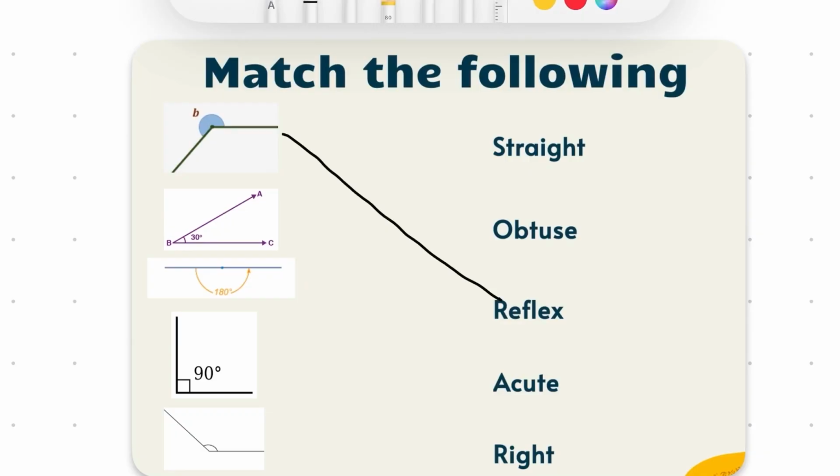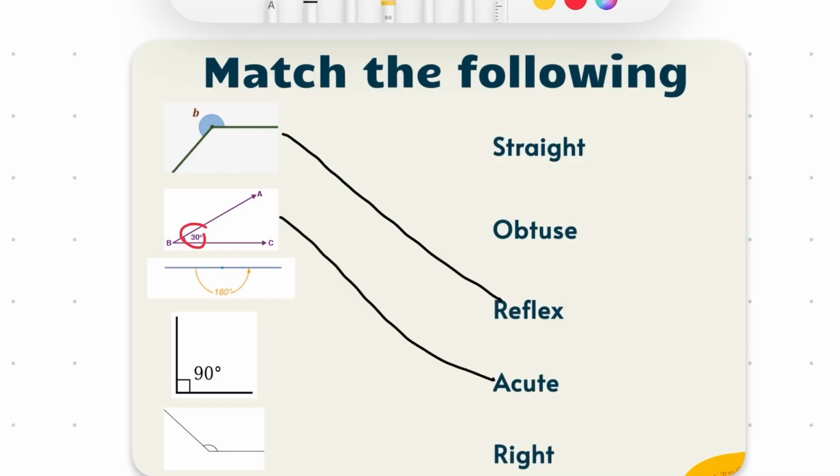What about the next diagram? This time, we're given that it measures 30 degrees. Remember that an acute angle is between 0 and 90 degrees, and 30 falls within that range. So our second diagram would be considered to be an acute angle.